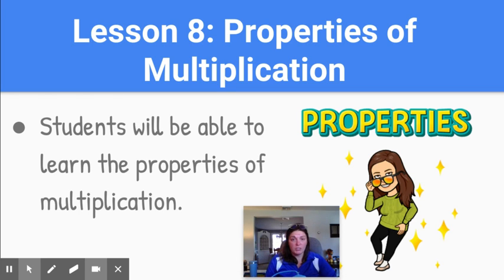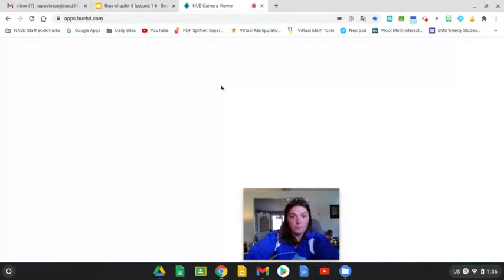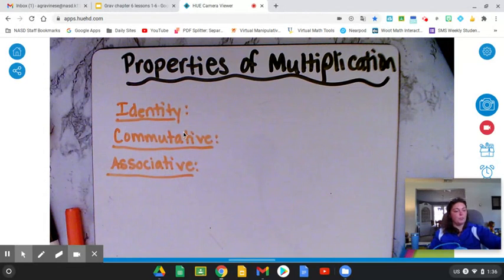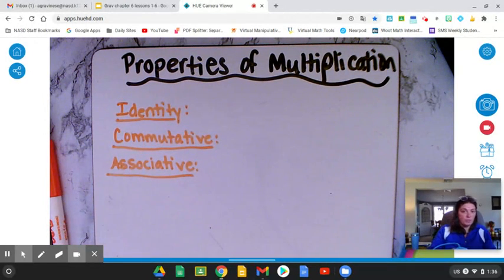We are in chapter 6, looking at lesson 8, properties of multiplication. Students will be able to learn the properties of multiplication. So hopefully you've heard of this before. These properties also work with addition, but we're going to focus today on using them for multiplication.